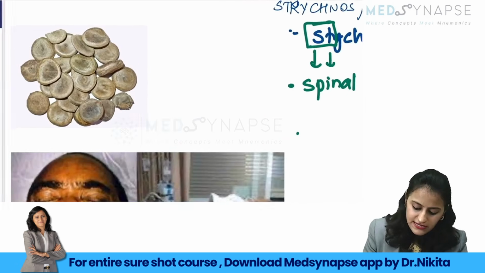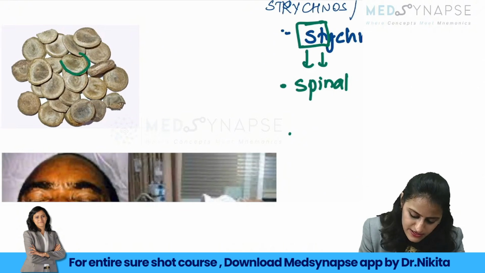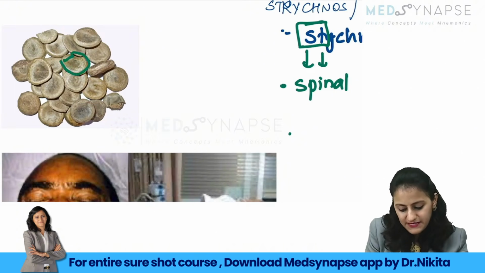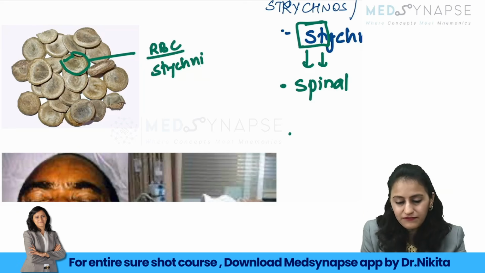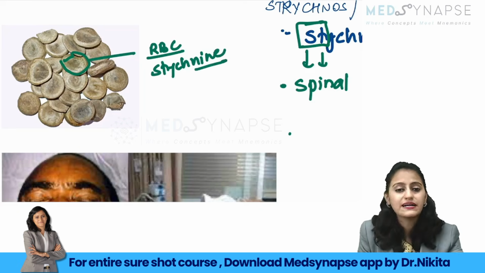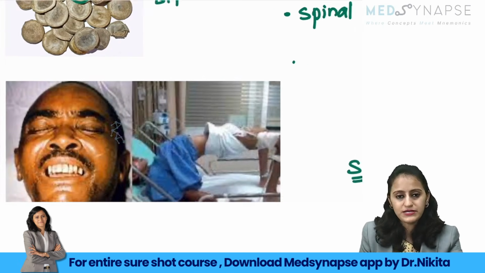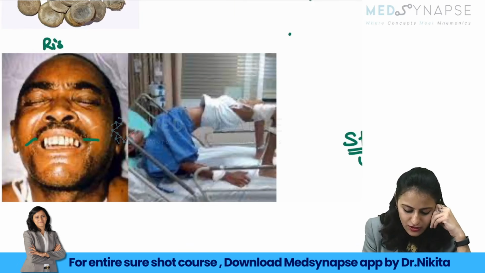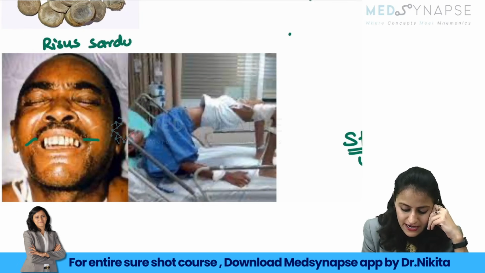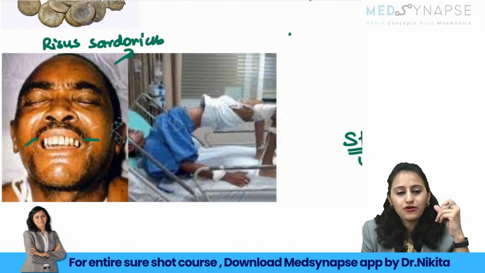And how do the seeds of strychnine look? Remember these concave, RBC-shaped seeds that you see here. These are the seeds of Strychnos nux vomica, containing strychnine. It's a spinal poison. Look at the facial muscles going into contraction. This is called risus sardonicus.